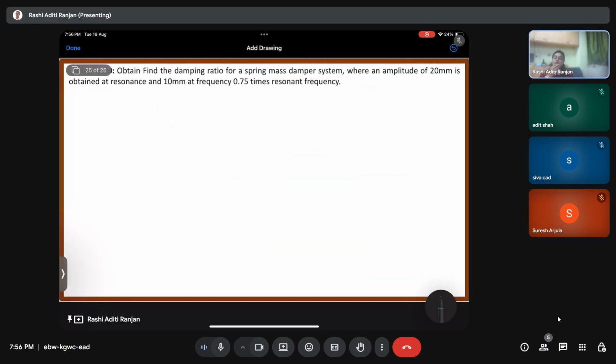Okay, coming on to the last question, and we'll complete in time only. The last question says: find the damping ratio for a spring mass damper system when an amplitude of 20 mm is obtained at the resonance and 10 mm at frequency 0.75 times the resonant frequency. So we need to find out the damping ratio, and the information given in the question is that we know the amplitude of the system when the frequency is equal to the resonant frequency and when it is 0.75 times the resonant frequency.